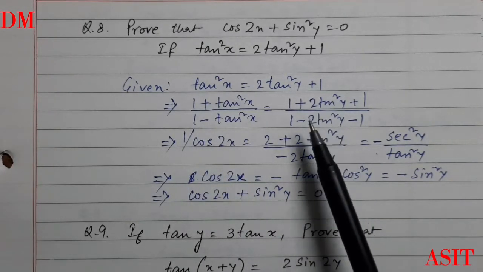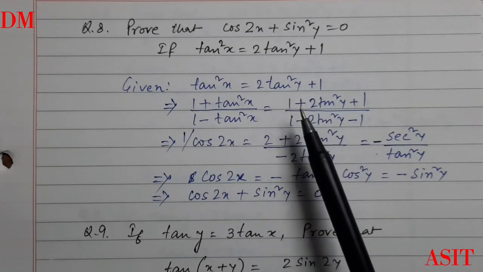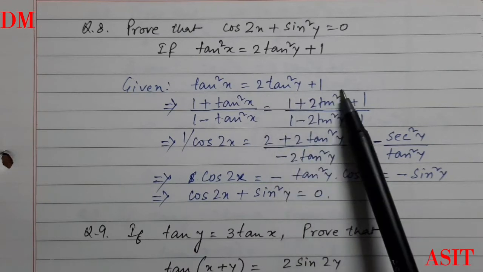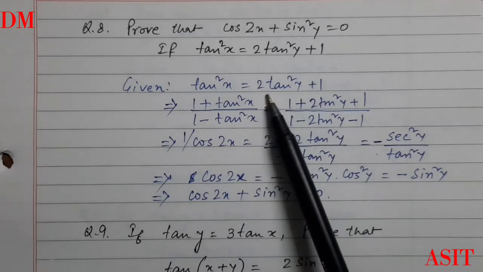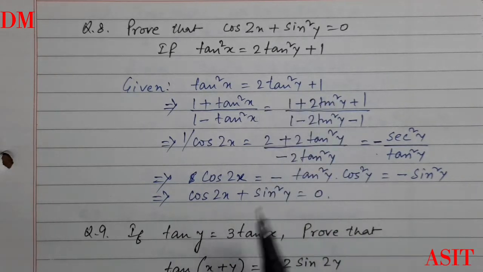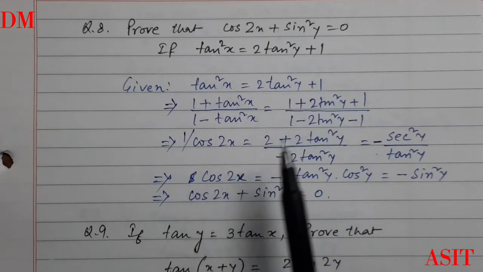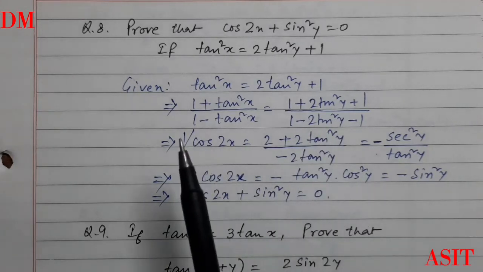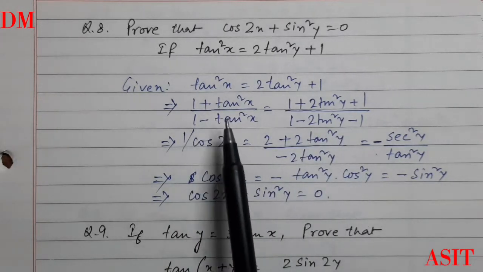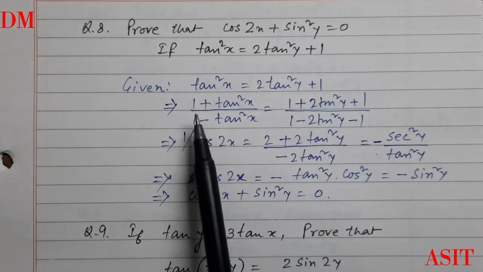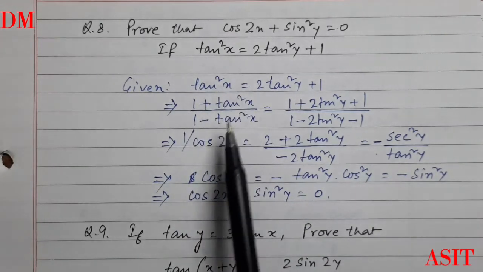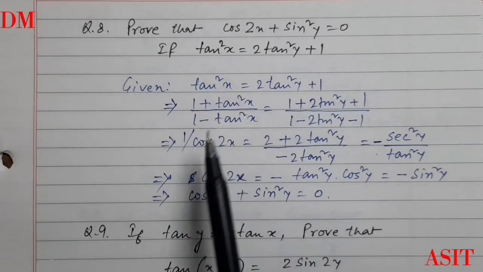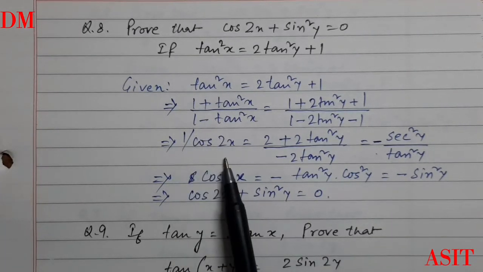Here also we will do the same thing. The denominator is 1, so 1 plus this by 1 minus that thing, 2 tan square y minus 1. So after simplifying, now before that there is a formula. We know that 1 minus tan square x by 1 plus tan square x is cos 2x, but here it is just the reverse, so it will be 1 by cos 2x.